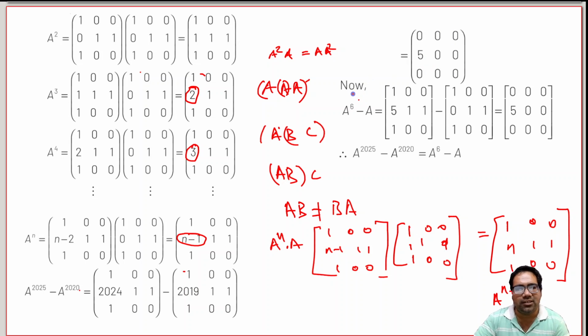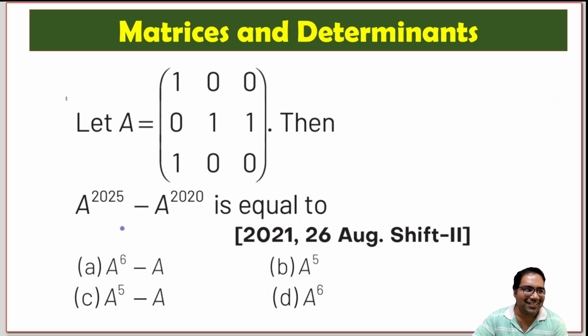Now we can see the pattern. A^6 minus A will also give the same result. A^6 means 6 minus 1, so 5 will come here. And A^1 is A, the original. 1 minus 1 is 0, so everything will become 0 except this one. This element will become 5 minus 0 equals 5. So A^2025 minus A^2020 is actually equal to A^6 minus A, as we have clearly seen. That's why the correct answer is this one.